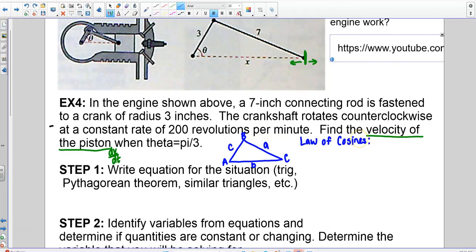Law of cosines is that a squared equals b squared plus c squared. Pretty sure it's a 2 right here. I may have to go look this up. 2bc cosine of A.